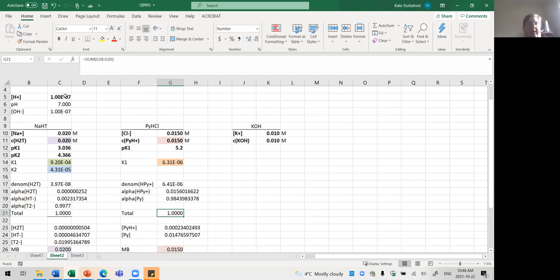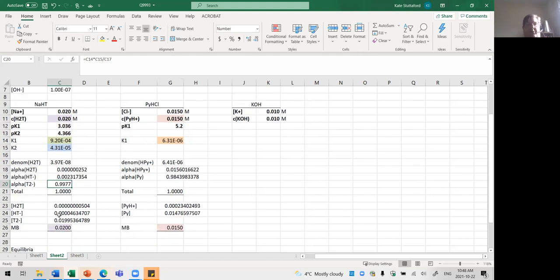So we can see that at a pH of 7, 99.8% of the tartrate is actually in the fully deprotonated version. And similarly for the pyridine, 98.5% of it is in the deprotonated state, and very little of it is protonated. If we move down to the next section, this is all the species concentrations for our weak acids and bases.